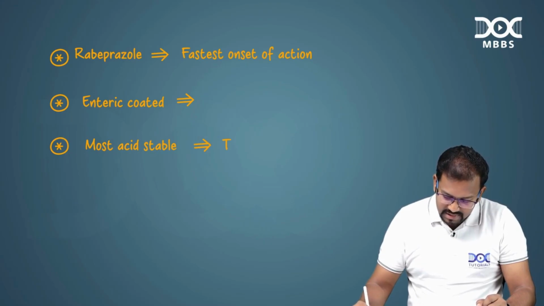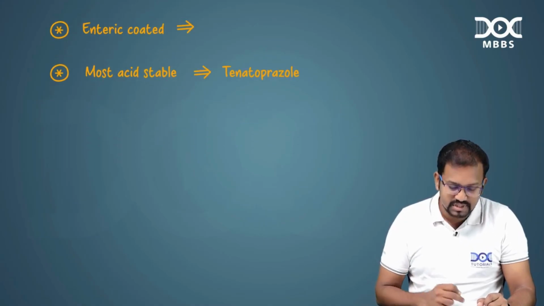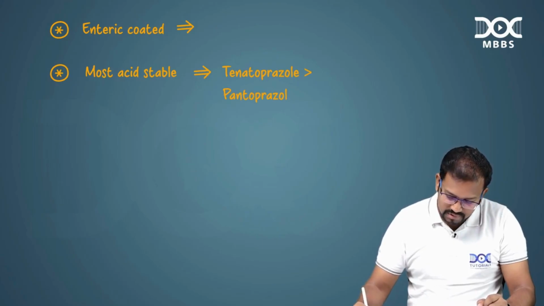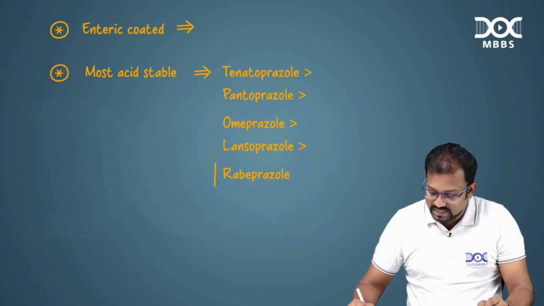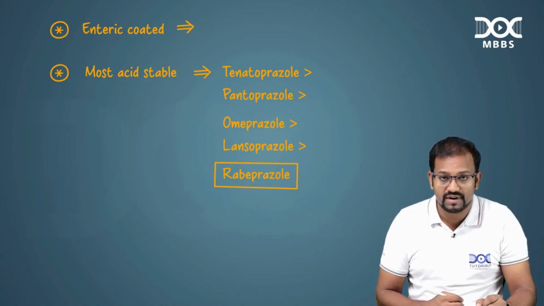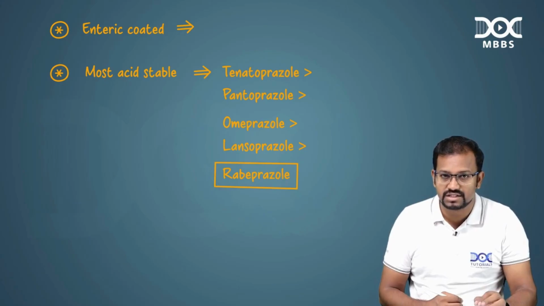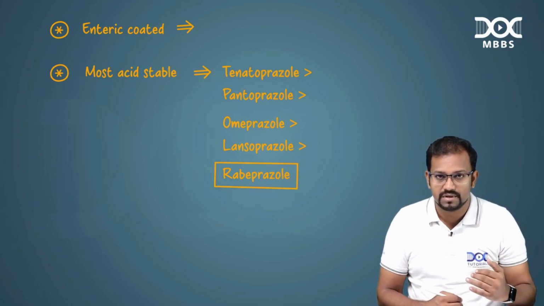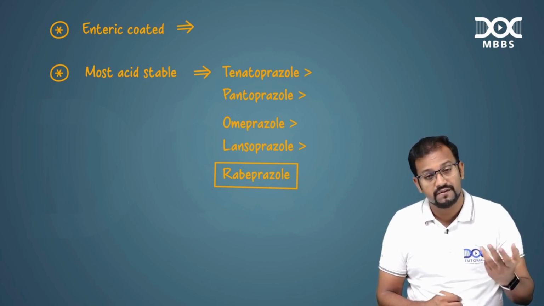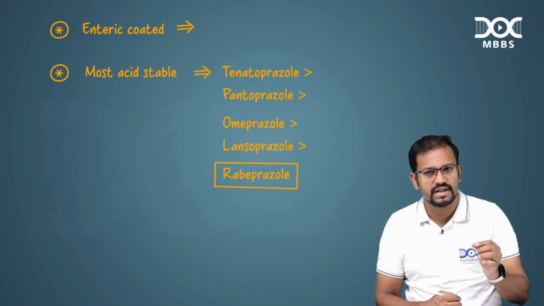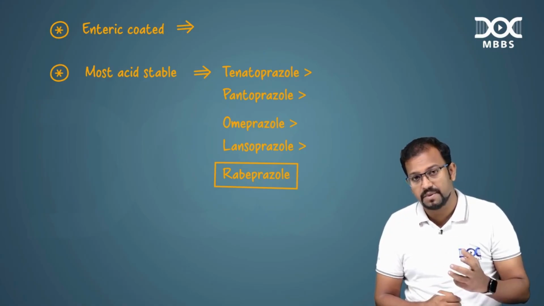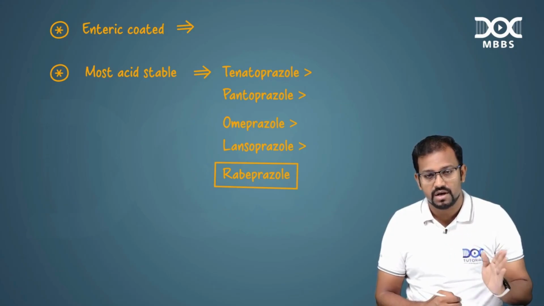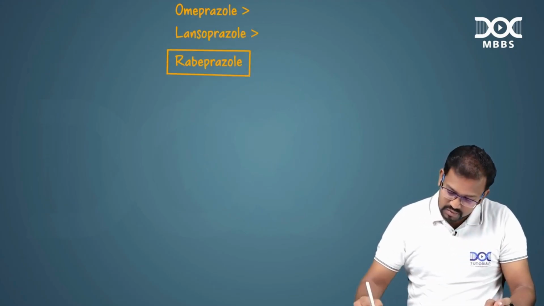The most acid stable is tenatoprazole. Tenatoprazole is the most acid stable, greater than pantoprazole, which is greater than omeprazole, greater than lansoprazole, greater than rabeprazole. Rabeprazole is the least acid stable agent. It will be broken down at a faster rate. So rabeprazole must be administered as gastro-resistant tablets or enteric-coated tablets. But for tenatoprazole, there is no need for that. Even if you administer it, the bioavailability is not going to be much lesser for those drugs. Out of all these drugs, the drug which has the maximum pKa value is rabeprazole.